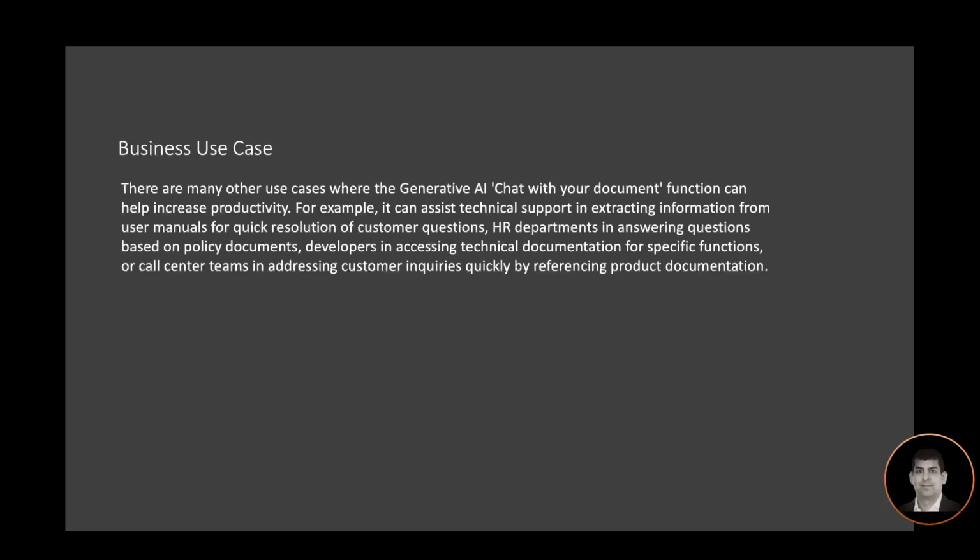There are many other use cases where the generative AI chat with your document function can help increase productivity. For example, it can assist technical support in extracting information from user manuals for quick resolution of customer questions, HR departments in answering questions based on policy documents, developers in accessing technical documentation for specific functions, or call center teams in addressing customer inquiries quickly by referencing product documentation.